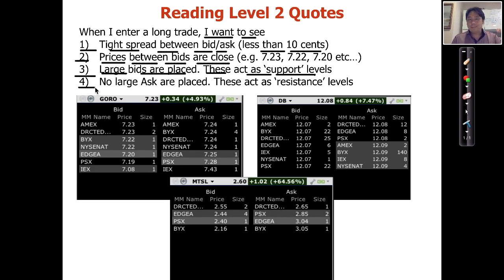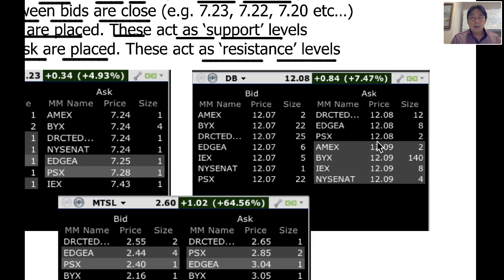Finally, number 4. Before I buy, I want to make sure there are no large ask orders placed above my buy order, because large ask orders act as resistance levels. Now, I don't have an example over here, but this is a good example. Let's say I want to buy at 1208. I buy at the market price, at the ask, 1208.